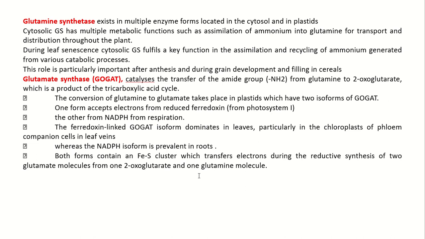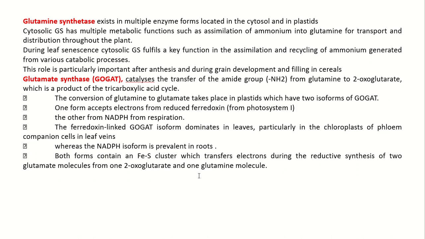The cytosolic glutamine synthetase has multiple metabolic functions. Which are the multiple metabolic functions? Already taught to you. It functions in the assimilation of ammonium ion into glutamine for transport and distribution throughout the plant. During leaf senescence, glutamine synthetase has a key function in assimilation and recycling of ammonium.